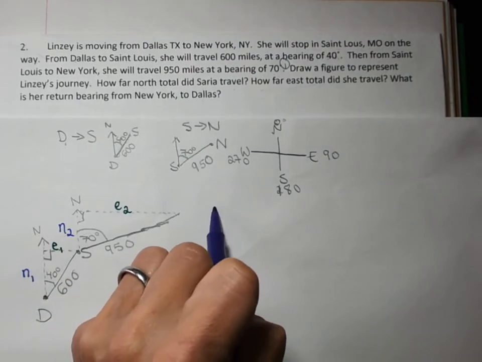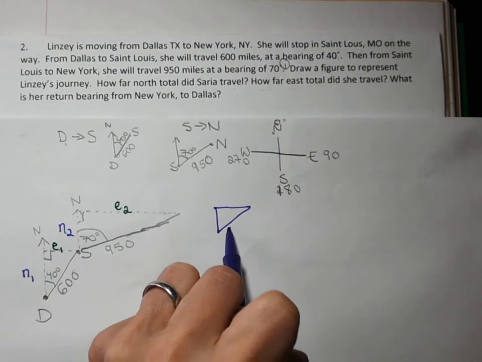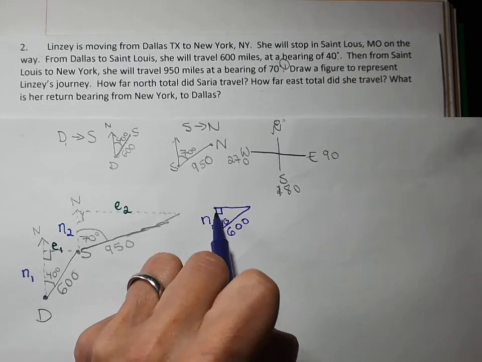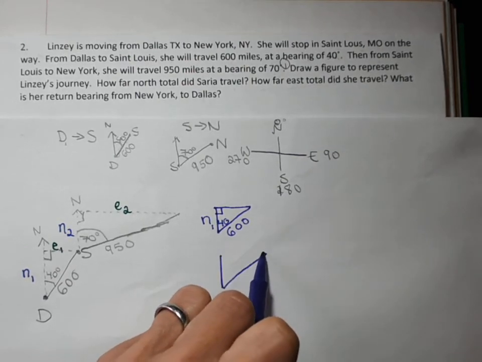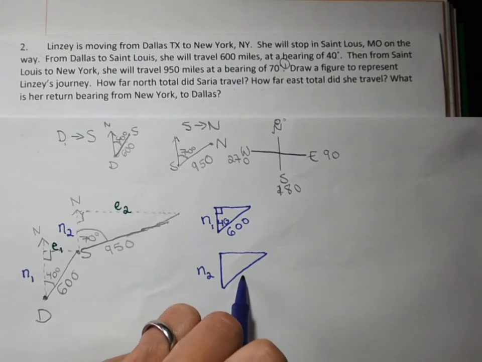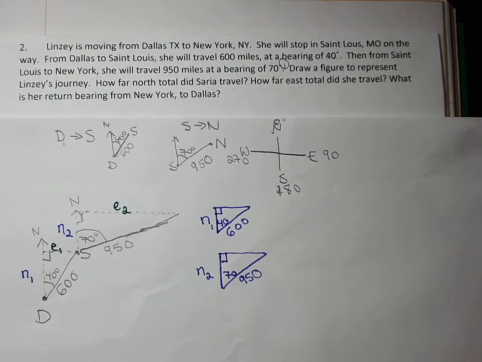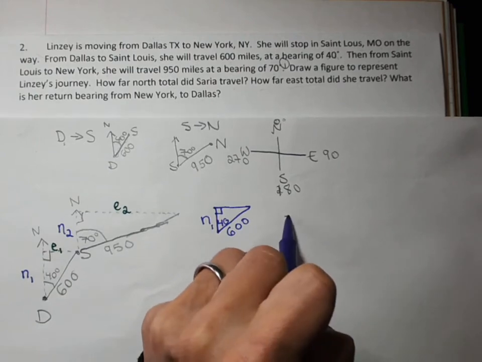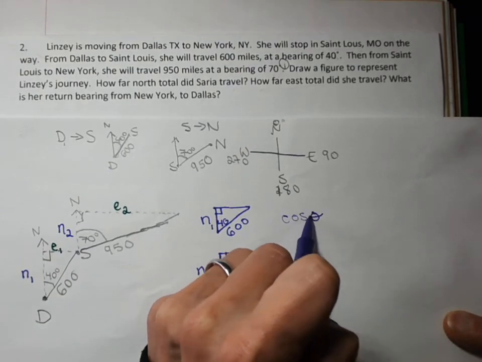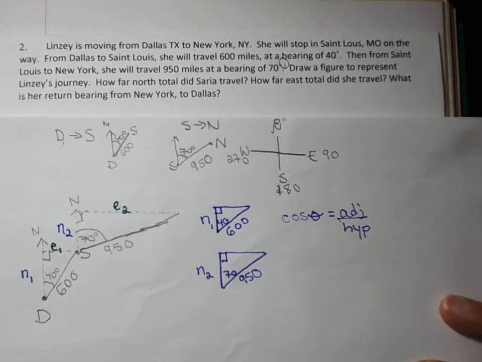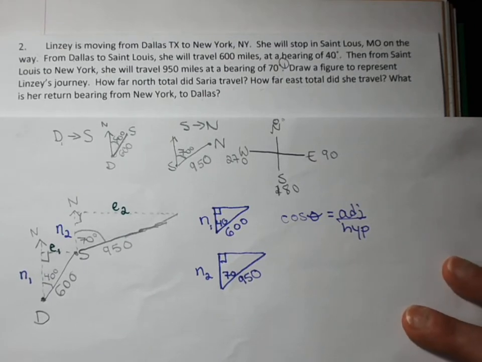we have two triangles to consider. Here's 600, north 1, and north 2. Here's 950, and this angle was 70. And there's a right angle. So notice that both of these are the adjacent side. And so we are going to use the cosine of an angle, which is the adjacent over the hypotenuse. And this will help us solve for the north distances.